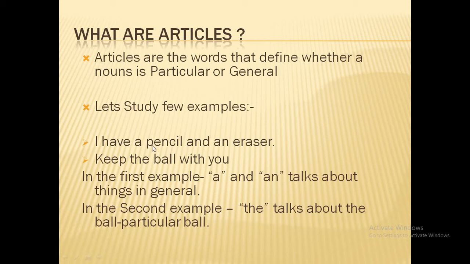So the first example, I have a pencil and an eraser, talks about things in general. But in the second sentence, keep the ball with you, I'm talking about a particular ball, that particular ball in your hand. So the talks about the particular ball. Whenever you use a and an in a sentence, it identifies an indefinite article. And whenever you use the in a sentence to highlight something in particular, it refers to a definite article.